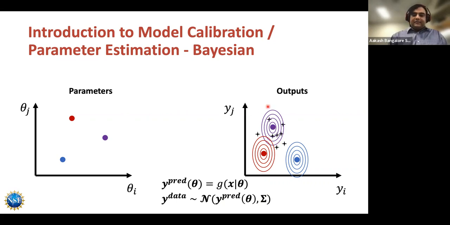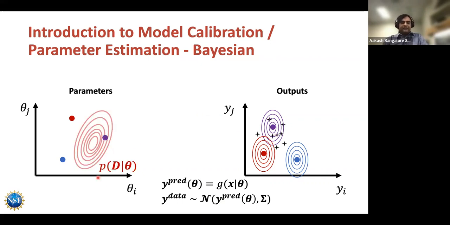I've shown contours of this normal probability distribution in the space of the outputs, where the mean corresponds to the predictions from each of these parameter values. In order to get the probability of the data given the parameter value, what we need is the PDF of this. It's essentially this lowercase p that represents the probability density function. So all we need to compute is the probability density of this set of data points from this normal distribution. That is how we get the likelihood function.